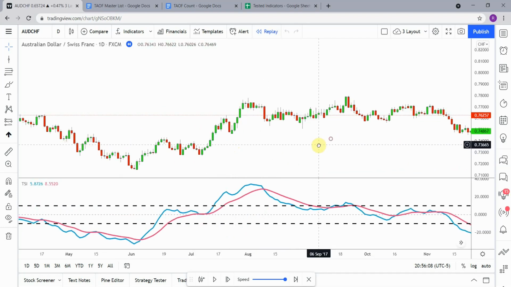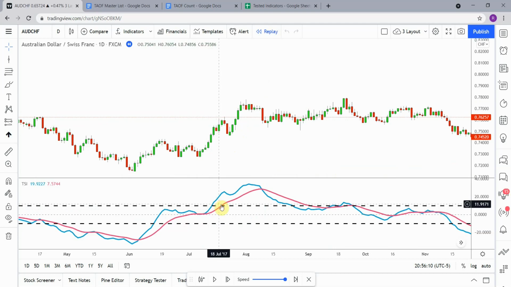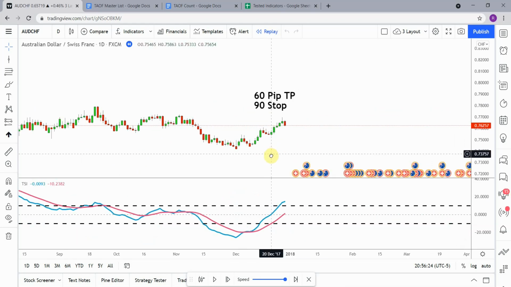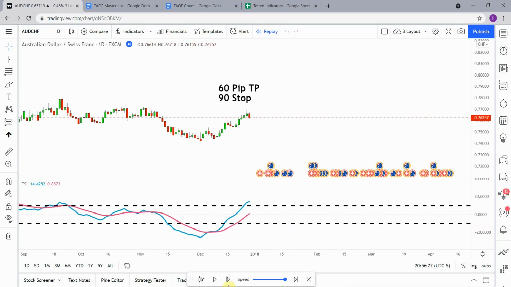Then on the opposite side, of course, what we are looking for are the two lines to come up above the upper dashed line or band there, and then we're looking for the teal or blue line to then cross down below the purple line. That will give us a short signal. And so that's what we're looking for. Let's go ahead and get on with the testing and see what we can get.